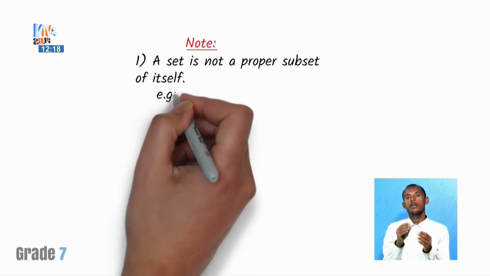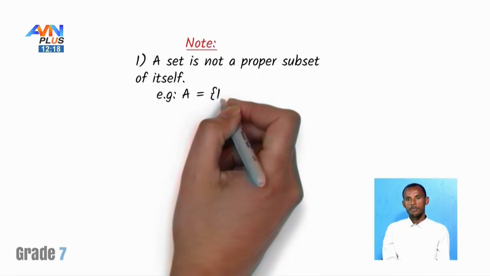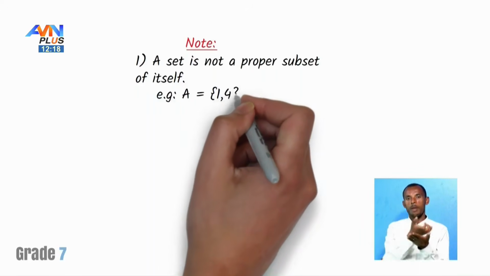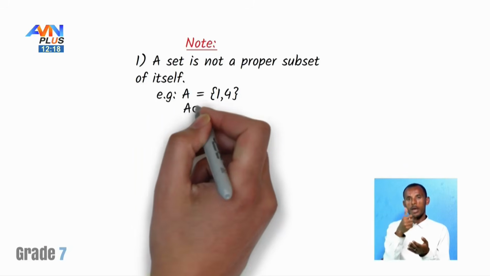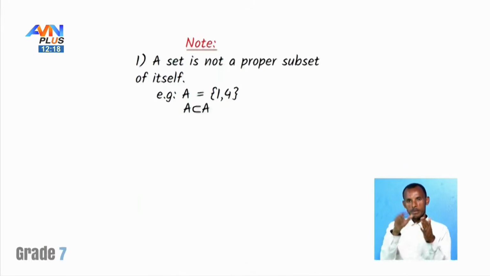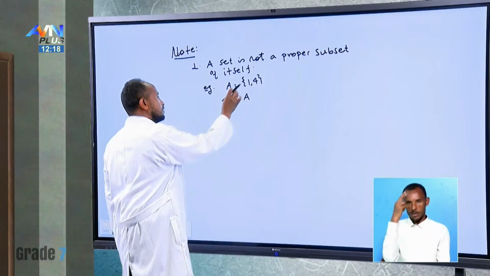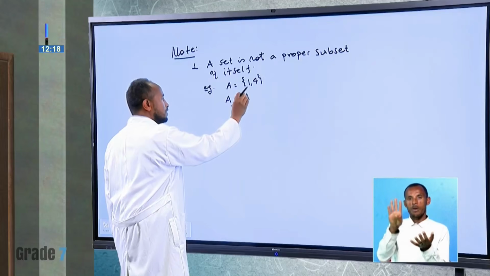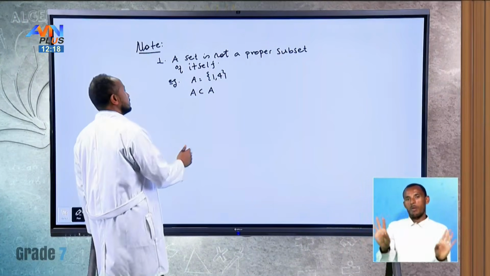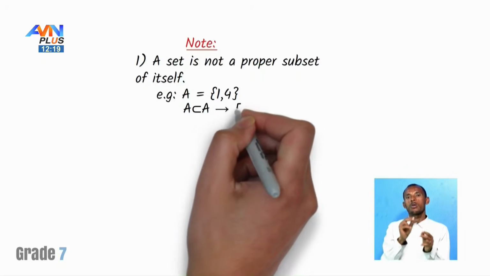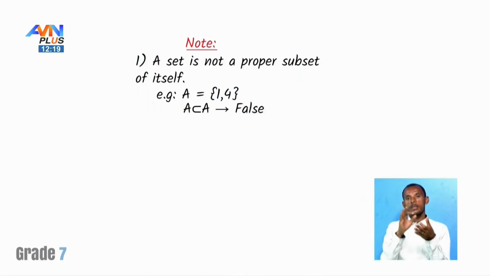For example, if you take this one, set A contains the elements 1 and 4. So if you say A is a proper subset of A, this is wrong. It's not a proper subset of itself. Because set A contains 1, 4, and set A contains 1, 4, this set has no more elements. Because of that, it's not correct. Therefore, this is a false statement. So a set is not a proper subset of itself.